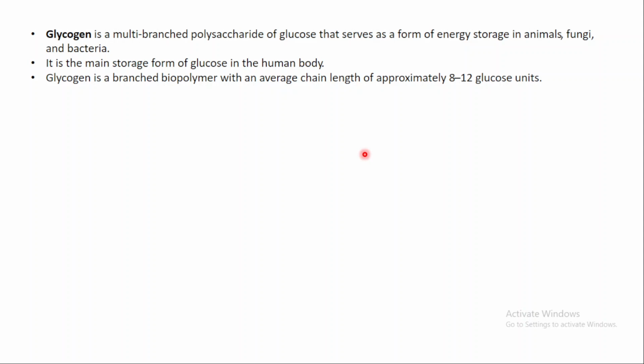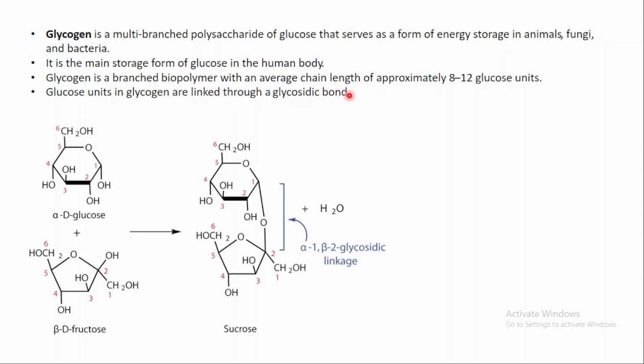Mani Shankar is saying hello. Hello, hello. Yeah. So glycogen consists of approximately 8 to 12 glucose units, one molecule of glycogen. And it is a branched polysaccharide, right? Glucose units in glycogen are linked through a glycosidic bond. So what is a glycosidic bond? Glycosidic bond we will look at.